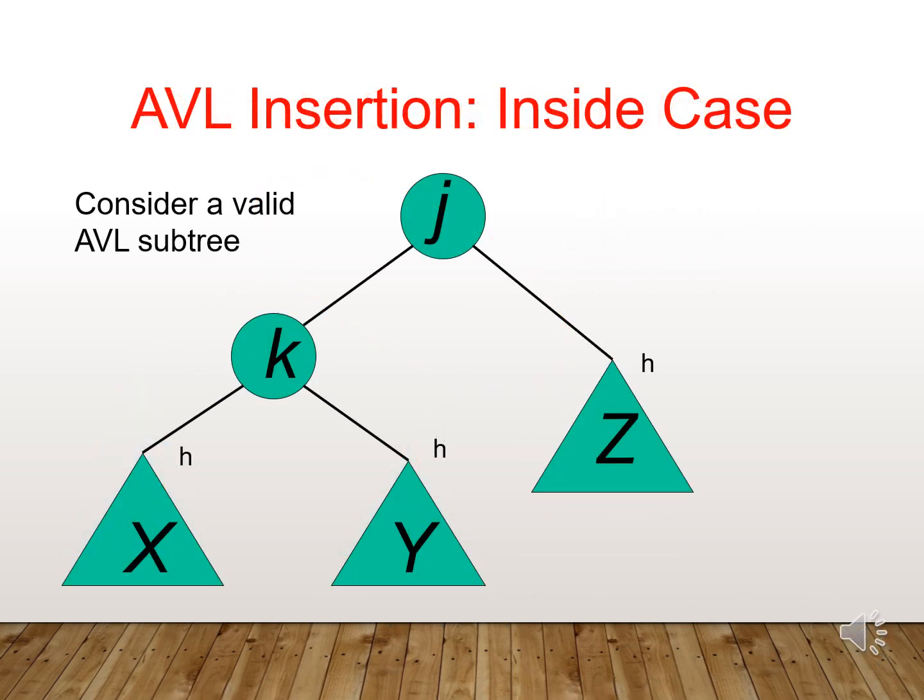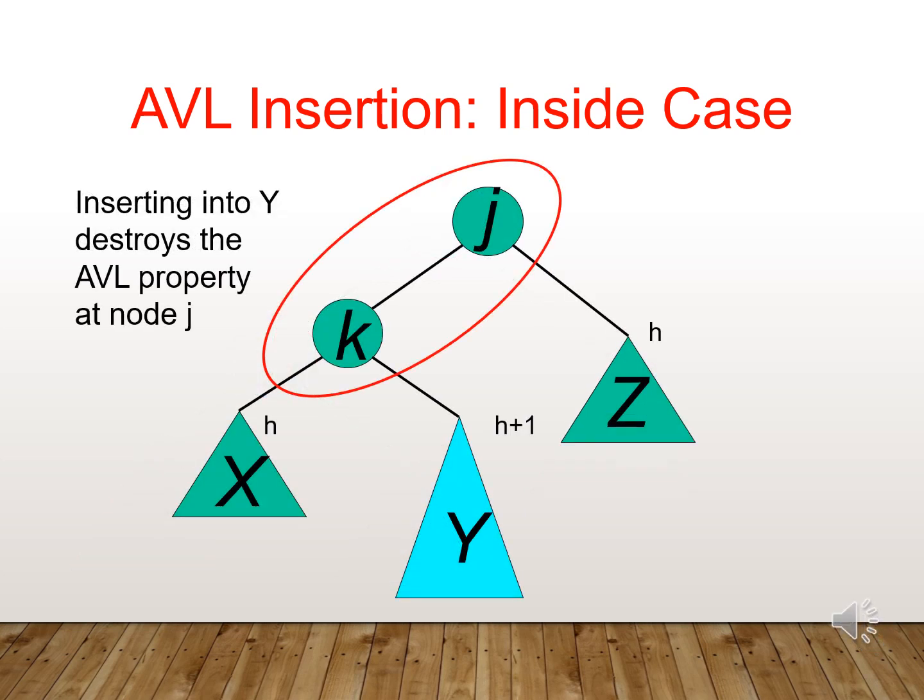Now we'll talk about the inside case insertion in an AVL tree. Consider the valid AVL subtree given in front of you. Inserting an element at the node Y destroys the AVL property of the tree at the node J. Do you think right rotation will restore balance? Let's try it out.